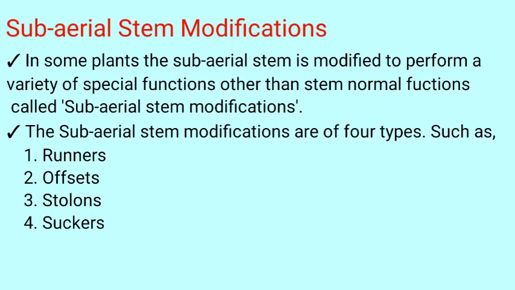Hi everyone. In this video, I'm going to discuss the remaining types of stem modifications. The third type, subaerial stem modifications. In some plants, the subaerial stem is modified to perform a variety of special functions other than the stem's normal functions, called subaerial stem modifications. The subaerial stem modifications are also of four types, such as runners, offsets, stolons, and suckers.